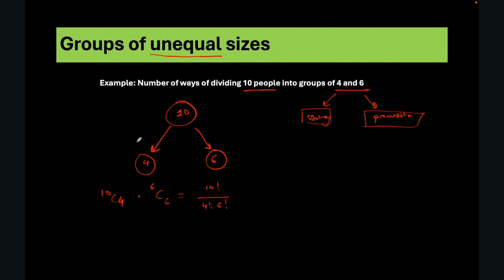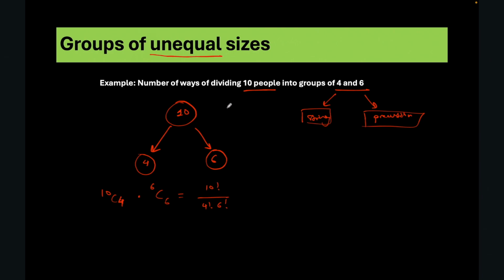If you take a look at the tree diagram or the picture that I've drawn here, you have your 10 here, your 4 here, and your 6 here. So essentially, you can use this as a shortcut. Whenever you have unequal sizes, remember it's for unequal sizes only. If you have 10 people and the two sizes of groups are 4 and 6, you can just write it like that.